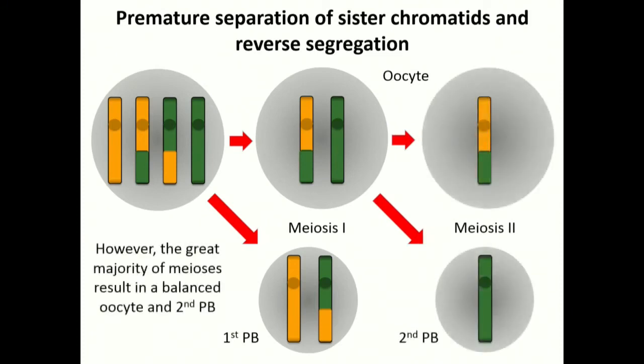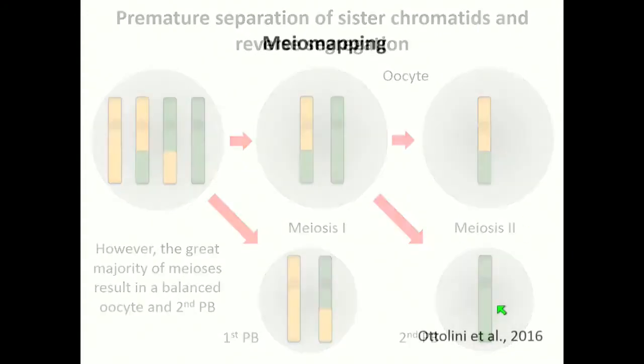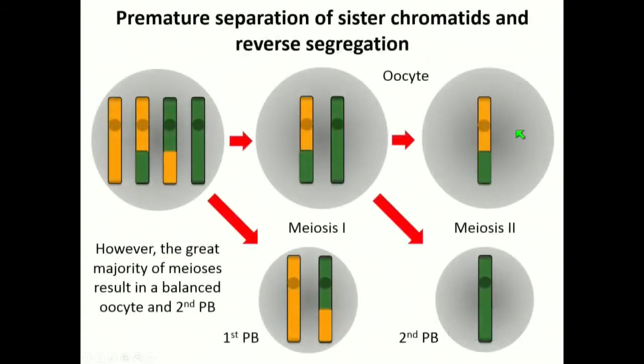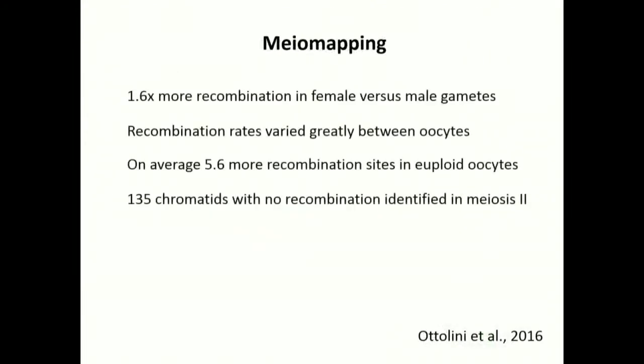What they also saw was that when you've got the egg and the second polar body, more often than expected, if one of them has failed to recombine, that one tends to get pushed to the polar body. So there seems to be a preference for retaining recombined chromosomes in the egg itself, which is kind of an interesting observation. So just to summarize what they found there, they found more recombination in female meiosis than male meiosis.